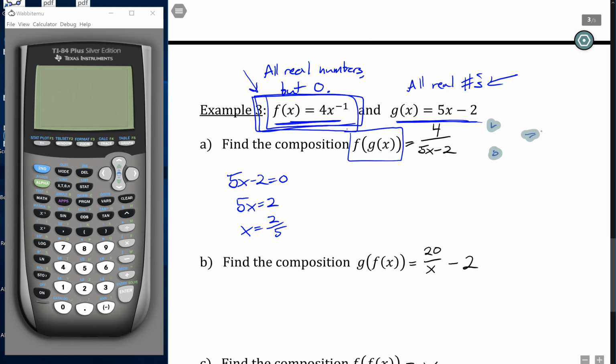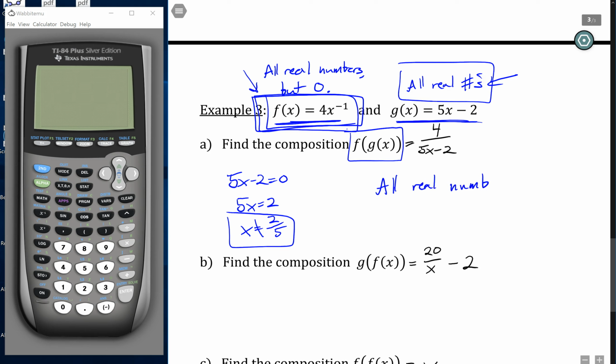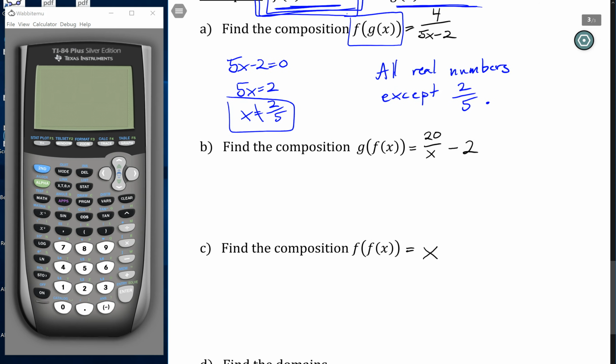So the point is my domain, taking into account this all real numbers and this fact that x cannot equal 2/5, I'm going to say my domain is all real numbers except 2/5. All real numbers except 2/5.